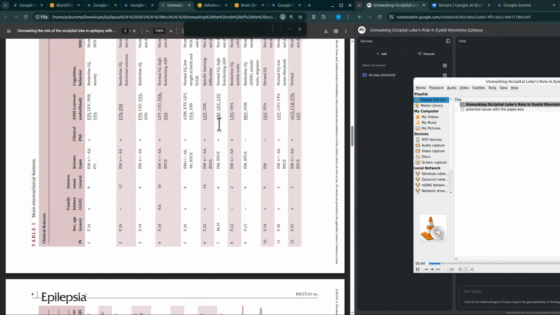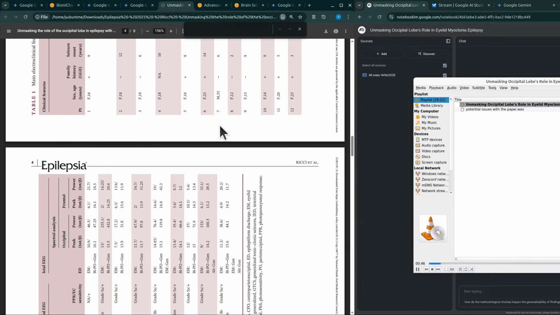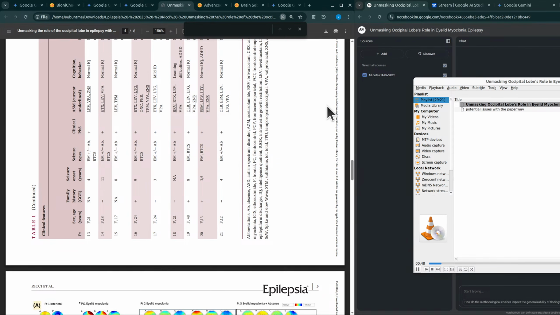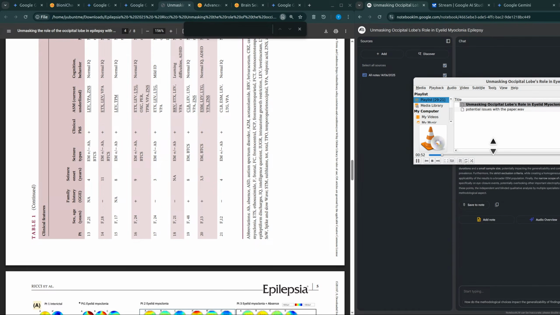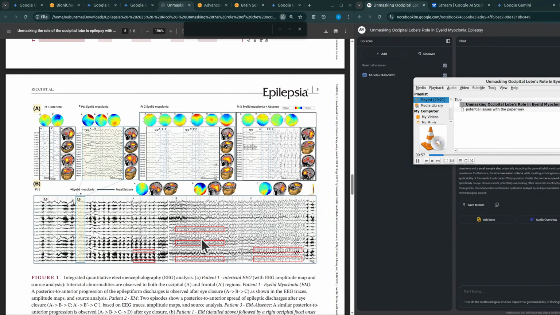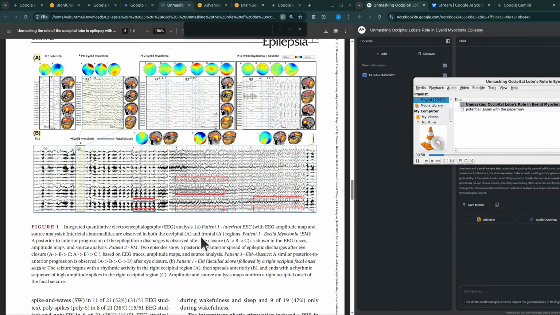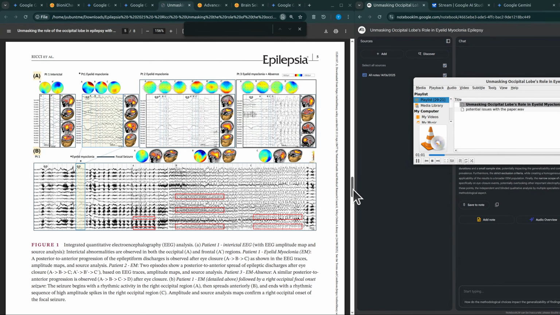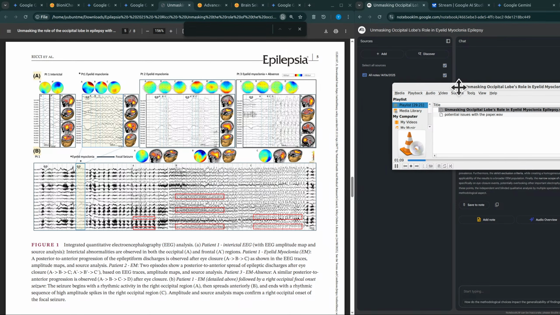It takes a pretty critical look at how we've traditionally understood EM, and it points towards a surprising and potentially pivotal part of the brain. That's exactly right. The paper we're digging into is titled Unmasking the Role of the Occipital Lobe in Epilepsy with Eyelid Myoclonia. It's a brief communication, but quite impactful, published in the journal Epilepsia just this year, 2025. It's by Ricci and colleagues, drawing from work mainly at the Danish Epilepsy Center and some collaborating places.